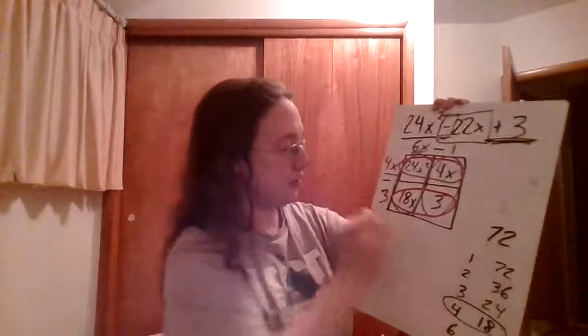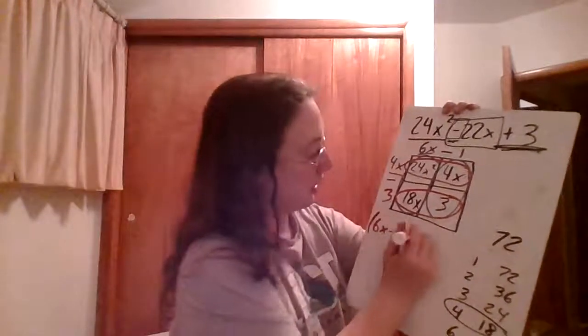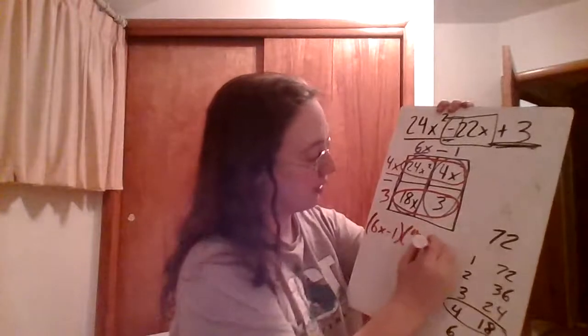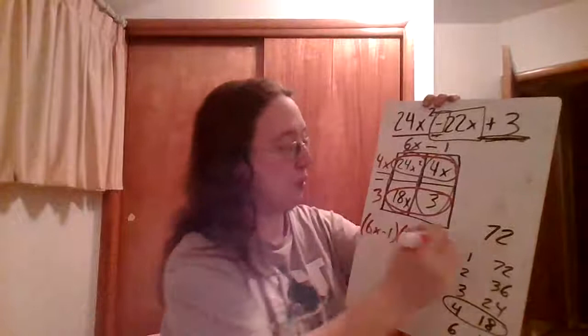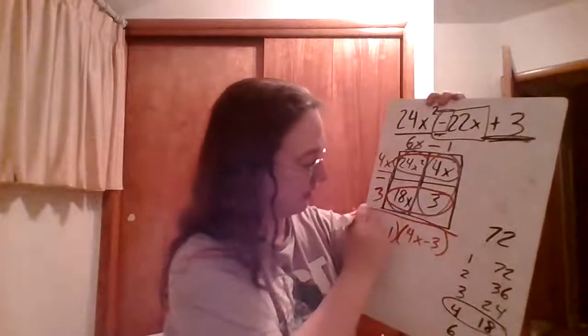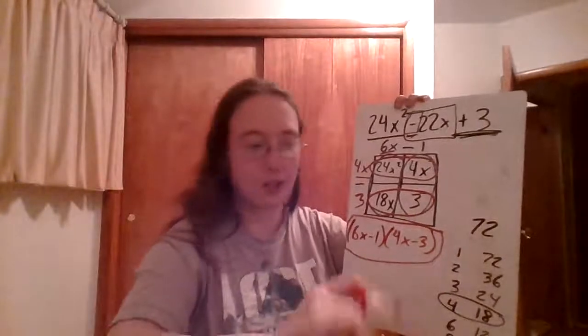So then our two factors are that 6x minus 1 and that 4x minus 3. And again, no order doesn't matter, but they do both have to have that minus there. Cool. Okay, let's do one more of those.